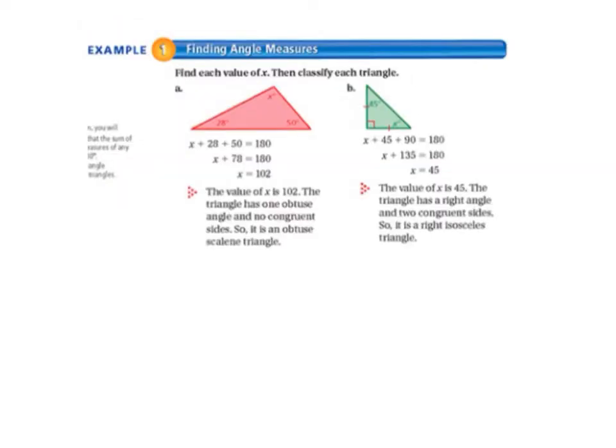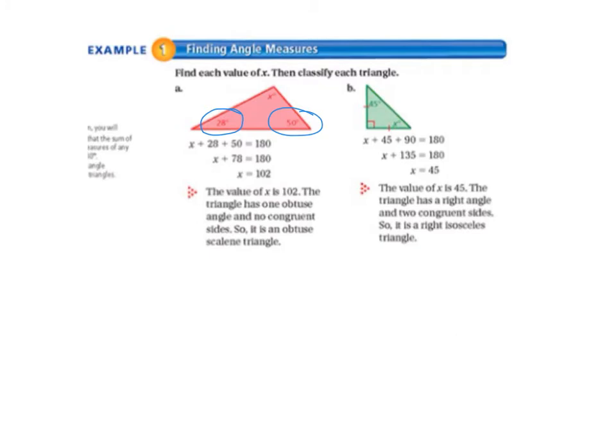Today we'll be starting on page 288 in your math textbook. Example 1, finding angle measures. Find each value of x, then classify each triangle. So let's look at letter A. We have 28 degrees and 50 degrees for two of the angle measures. And then we need to solve for x.